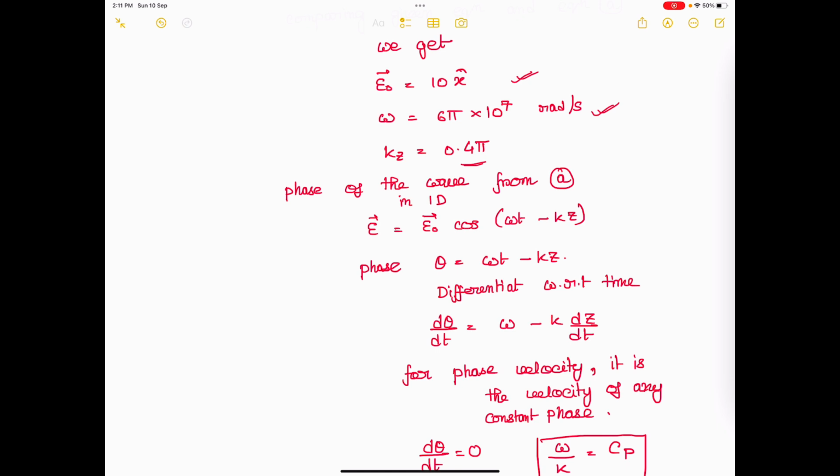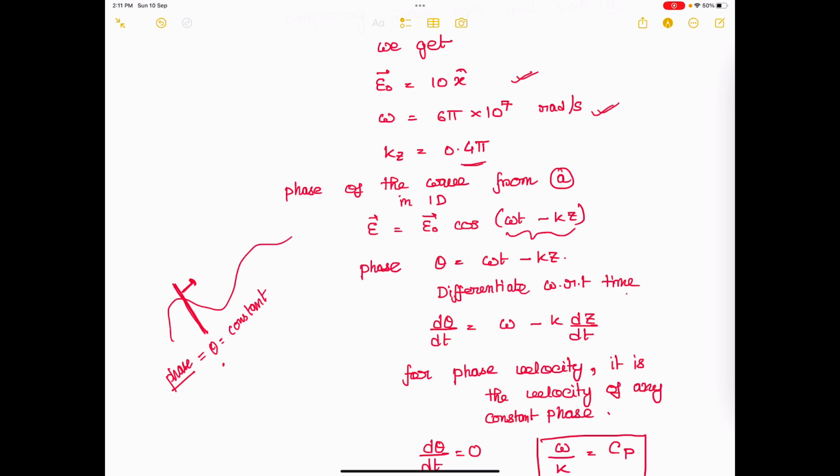Suppose this is a wave. Phase velocity is this: I take one particular phase and see with what speed this particular phase is moving. So I have to consider one particular phase, that is theta is equal to constant, where theta is the phase. I take that phase theta equal to constant and see how it moves with time. That is the phase velocity. Therefore, the argument is nothing but the phase of the wave, so theta is equal to omega t minus kz.